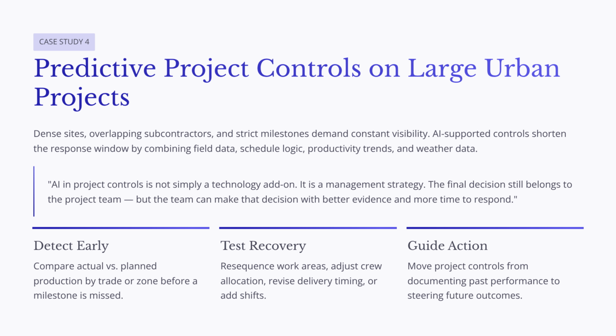The broader lesson is that AI in project controls is not simply a technology add-on, it is a management strategy. The final decision still belongs to the project team, but with AI-supported controls, the team can make that decision with better evidence, earlier warnings, and more time to respond.